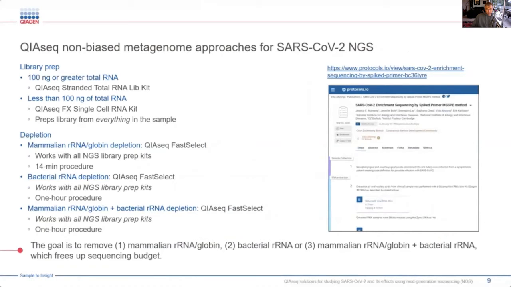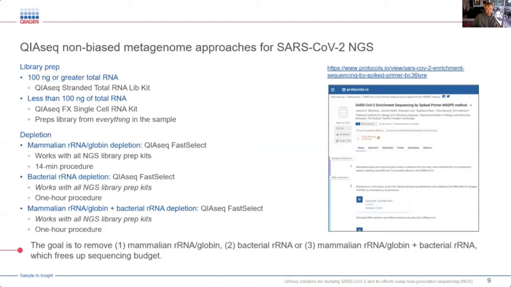Now, let's move beyond just talking about the virus and actually explore what else to do when you're looking at a non-biased approach. So QIAGEN has a number of different solutions, as noted, really using its RNA sequencing technologies, and some that have been published in the public space on protocols.io, looking at RNA sequencing to tackle the virus. If you're looking at greater than 100 nanograms or less than 100 nanograms of input, you essentially have a slightly different approach in how you take that.